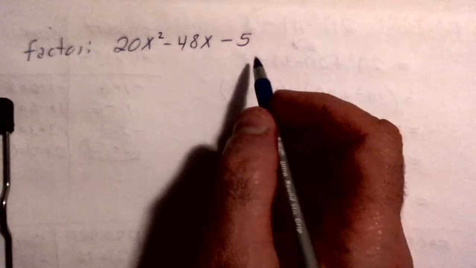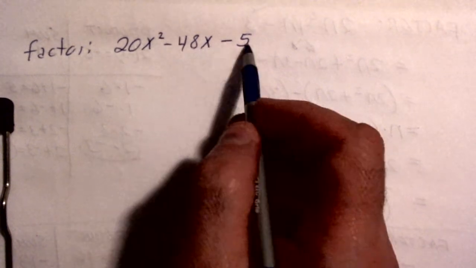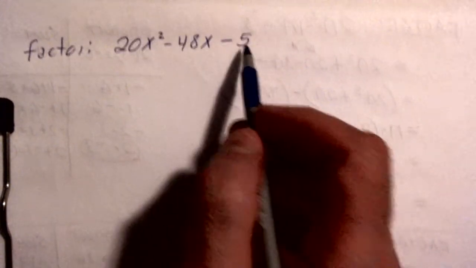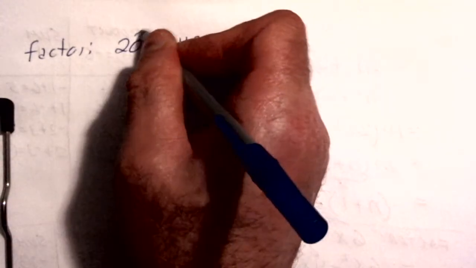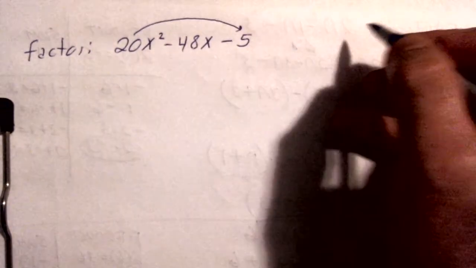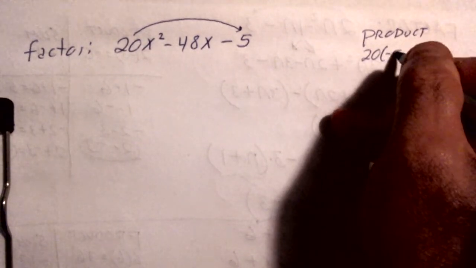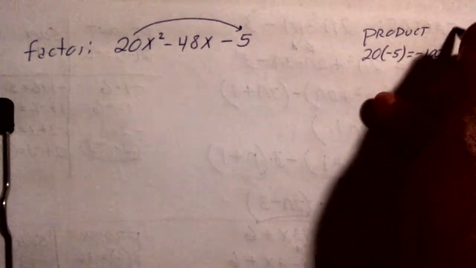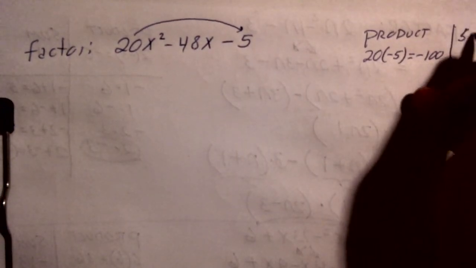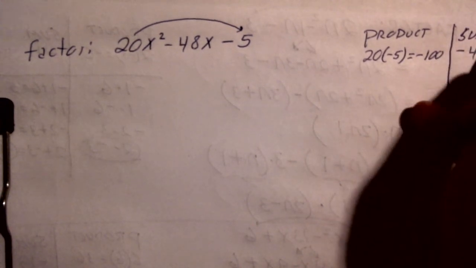Try another one here. We'll try to factor this difficult trinomial here using the grouping method. Notice there's nothing you can factor out of all three of these terms here except 1 or negative 1. And so to kick this off, we take the product of the leading coefficient and the constant term. So the product of interest is going to be 20 times a negative 5, which is to say negative 100. And our required sum is going to be the middle coefficient of negative 48.